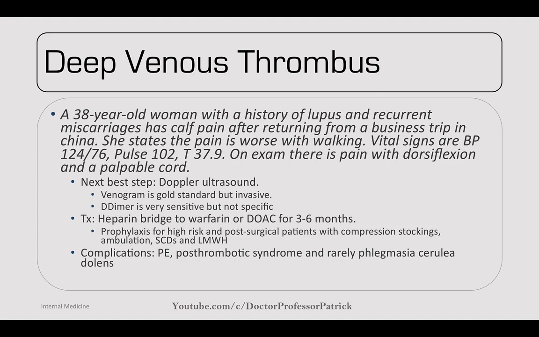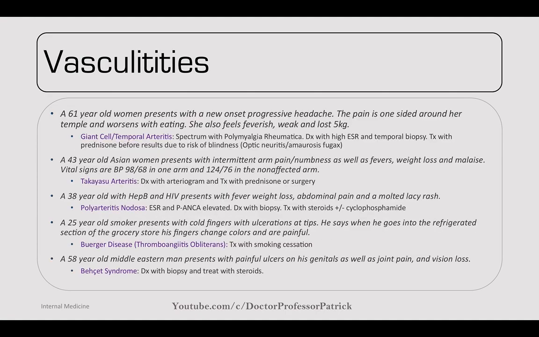Prophylaxis with high risk and post-surgical patients with compression stockings, early ambulation, SCDs, and low molecular weight heparin in the hospital to prevent these. And complications that you worry about are PE and post-thrombotic syndrome. Rarely you can get phlegmasia cerulea dolens.